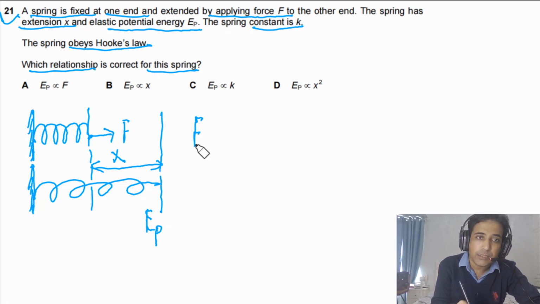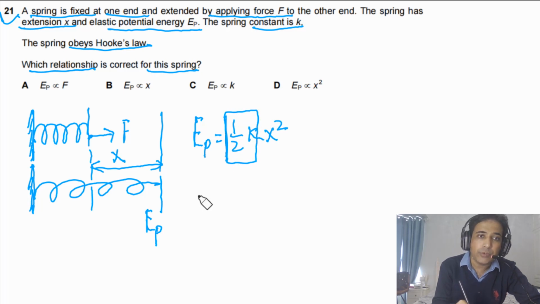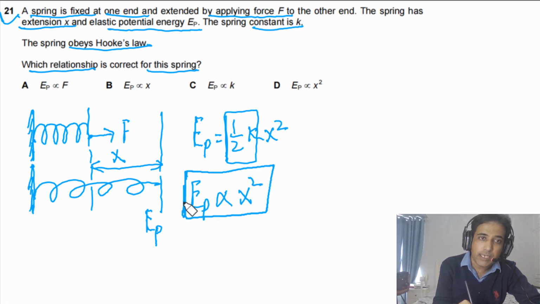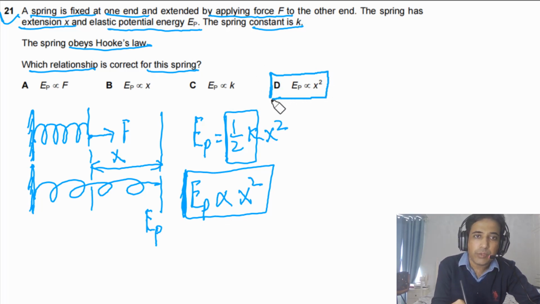So we need to understand EP, this is equal to 1/2 kx squared. In this case you can see 1/2 k is constant. So simply we can say EP is directly proportional to x squared. This is the relationship between X and EP. So the answer for this question should be D.